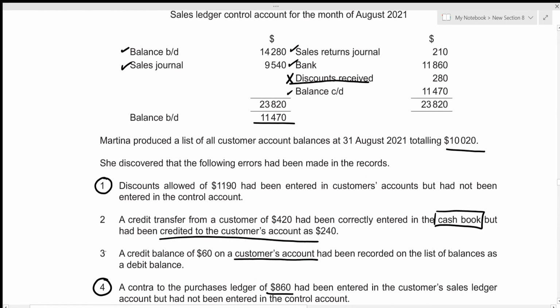So firstly, let's start with the discounts received. This should not have been included in the sales ledger control account. Since this is included on the credit side, in order to rectify this error, we have to include the same amount on the debit side. So we will record the amount of 280 under the heading of discount received on the debit side of the sales ledger control account. Let's do that.